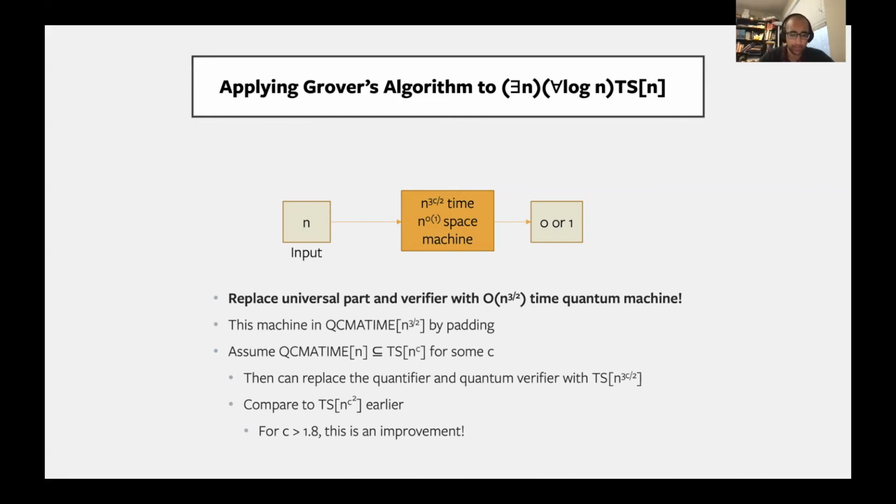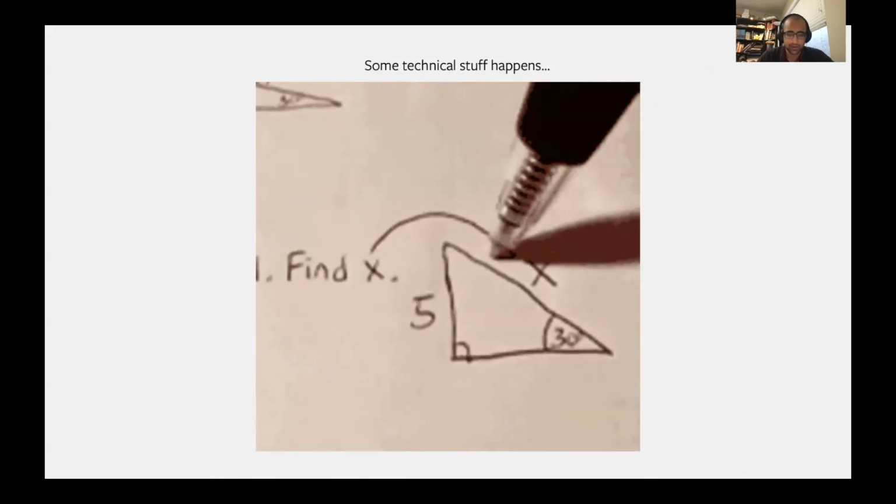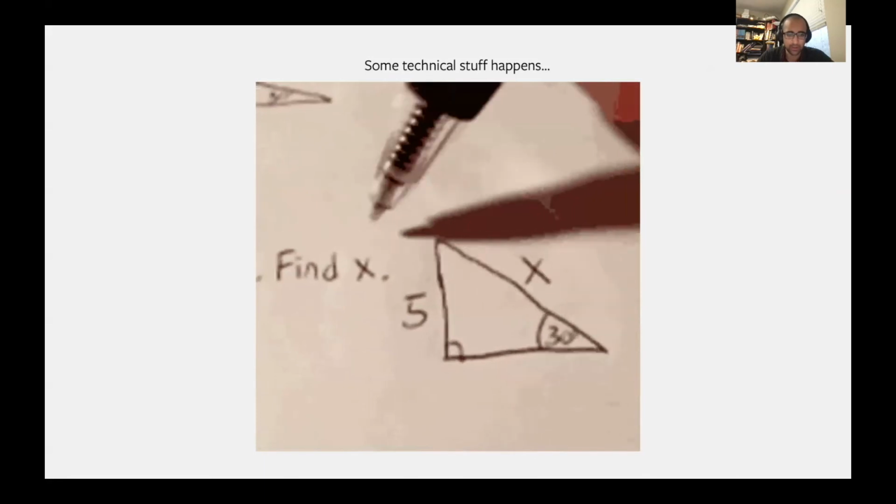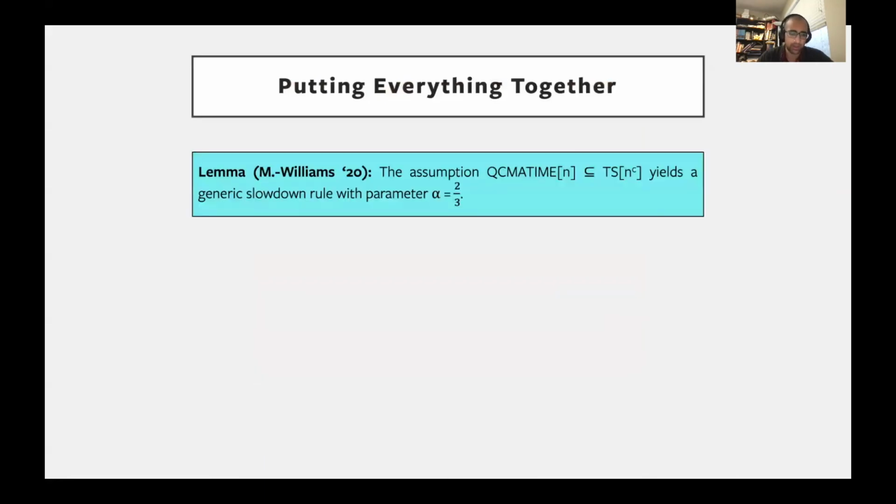So now we can do some technical stuff and ultimately obtain the following. Lemma: the assumption Qcma time n in TS n to the c yields a generic slowdown rule with parameter alpha equals 2/3. Just to recap how this happened, we saw in the example that we're able to do better than the Lipton-Viglas bound by using Grover's algorithm to remove a quantifier rather than just using the slowdown rule via assumption.